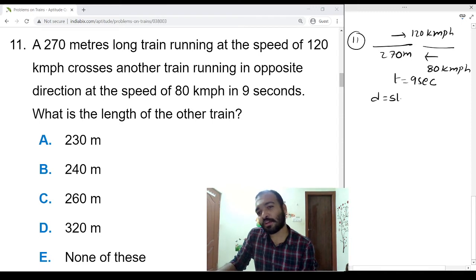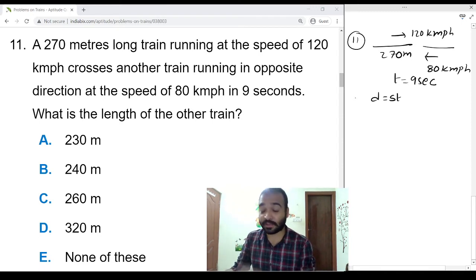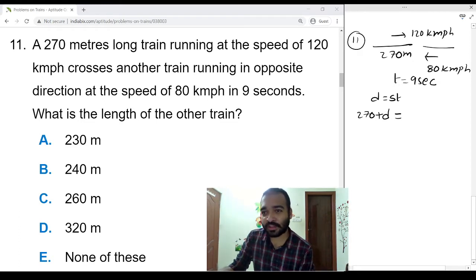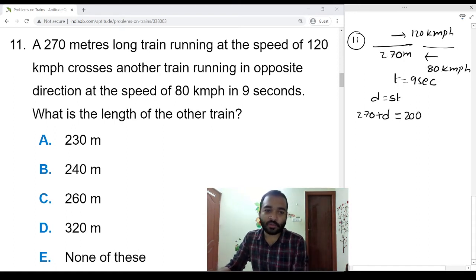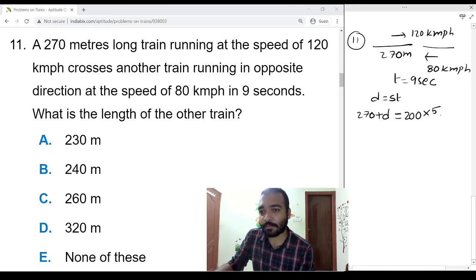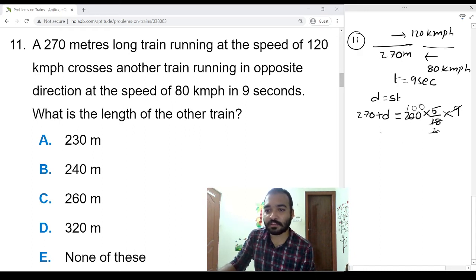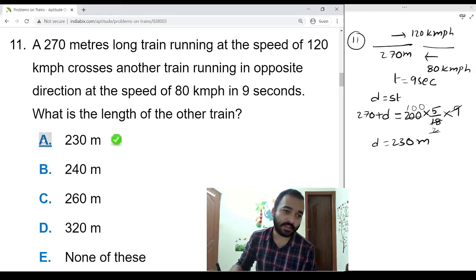We know only one formula: distance equals speed into time. Distance is 270 plus another length we don't know, let us assume d. Speed is, as both the trains are moving in the opposite direction, we need to add it. 120 plus 80, that is equal to 200. Units are in kmph, so we need to multiply with 5 by 18 into t. So 2, this is 500. 500 minus 270, that is equal to 230 meters. Option A.